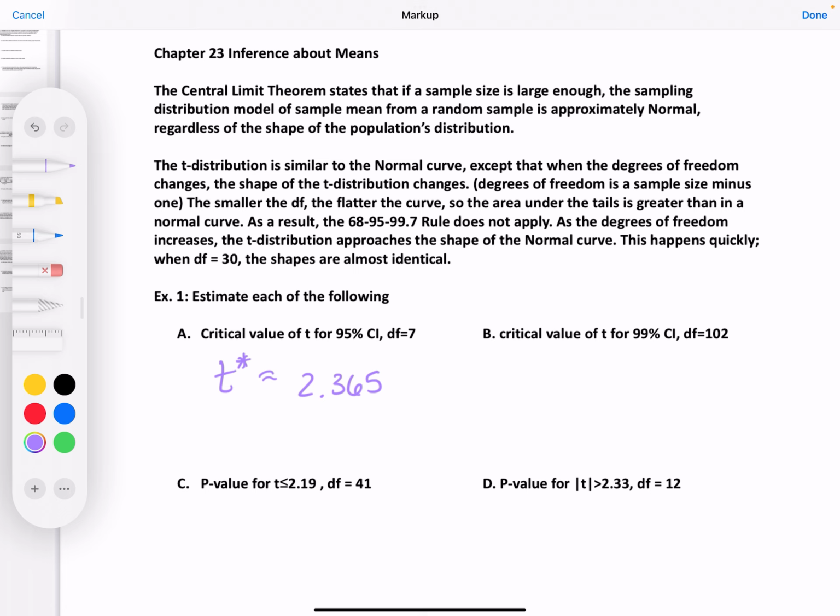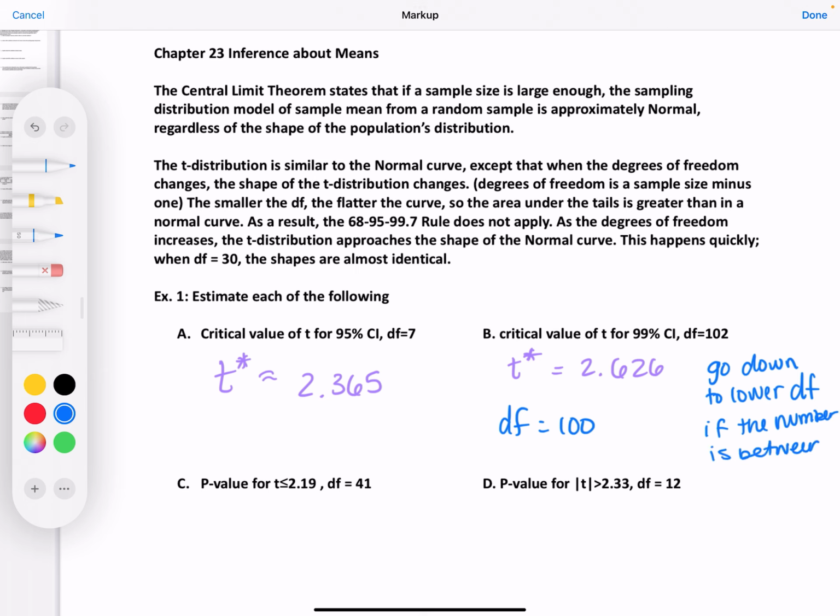All right, so we have t star is equal to 2.626. And that is because we go down to the lower degrees of freedom if the number is between. That one was between 100 and 120, so we used 100.